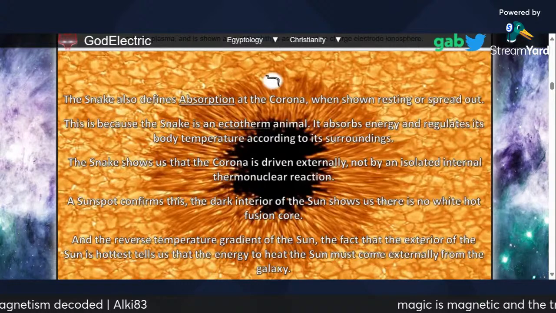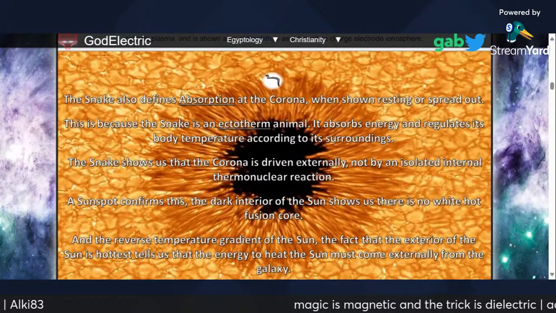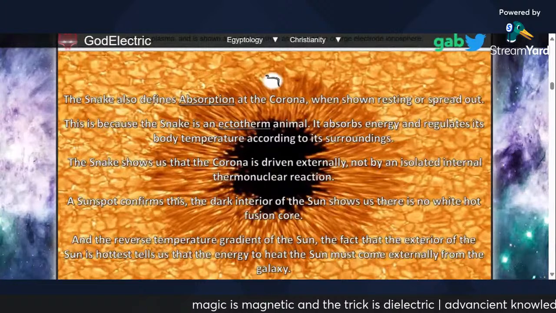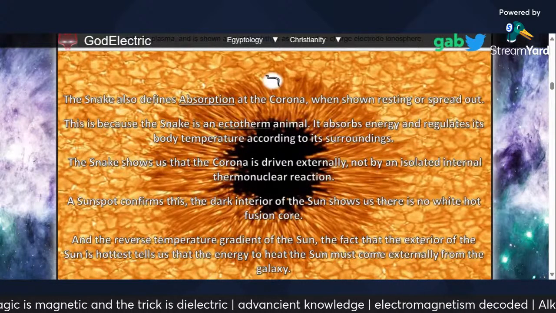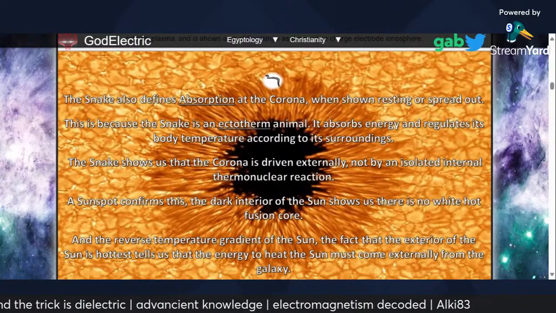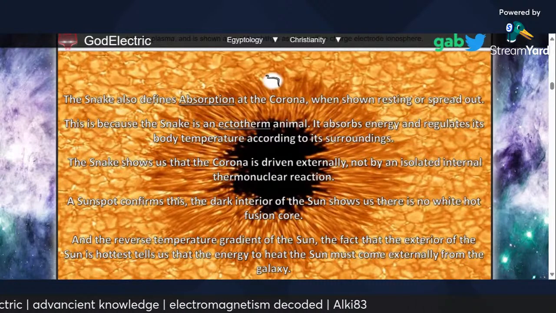The sunspot confirms this. The dark interior of the Sun shows us that there is no white-hot fusion core, and the reverse temperature gradient of the Sun, the fact that the exterior of the Sun is hottest, tells us that the energy to heat the Sun must come externally from the galaxy.